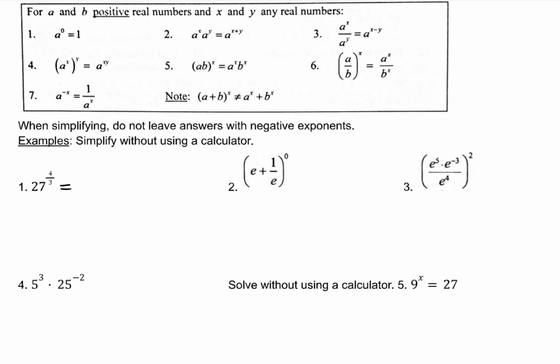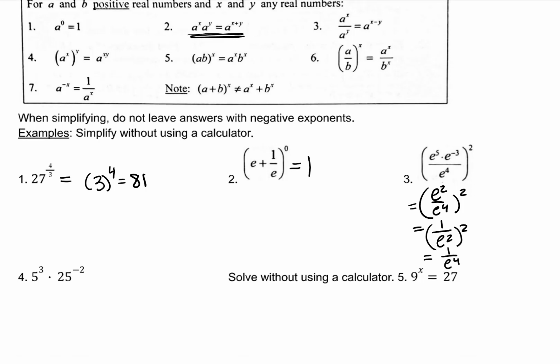27 to the 1/3 is just cube root 27, so 3 is now to the power of 4. That's 81. Anything to the power of 0 is 1. I'm going to reduce the inside first. Simplify the numerator. 1 over e to the 4.